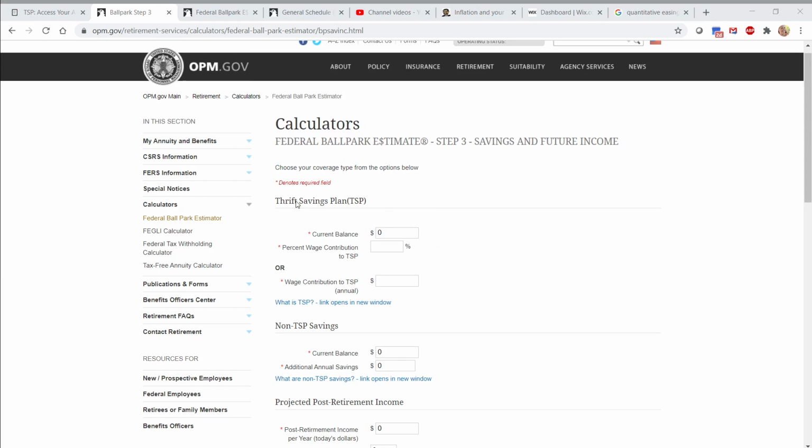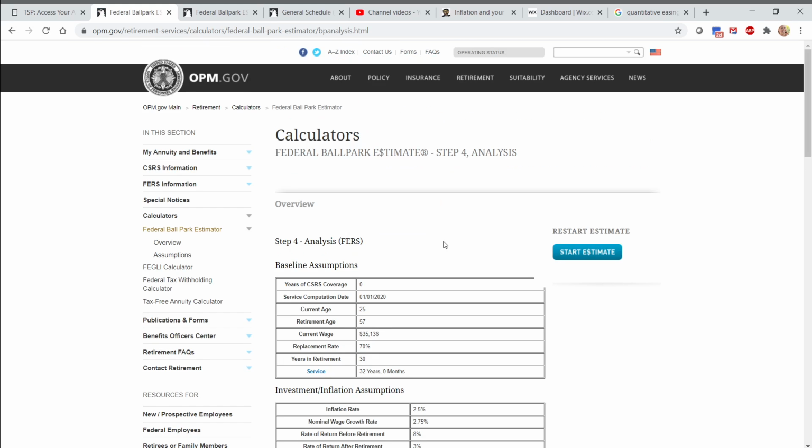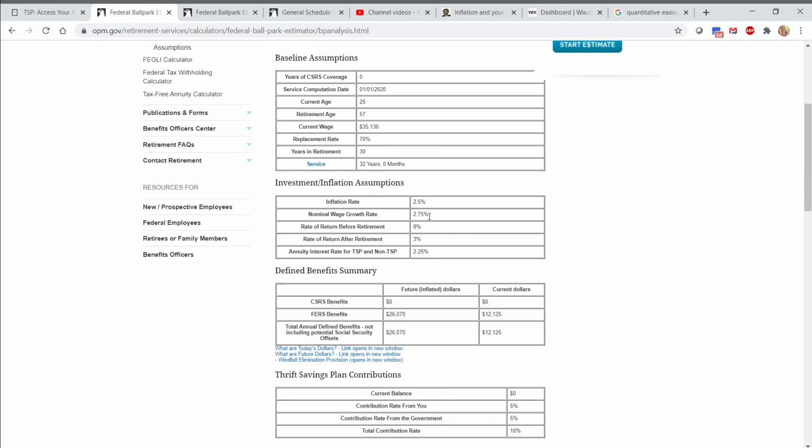Go ahead and submit form. Oh, it says wage contribution, so we've got to put 5% here. Submit form. Okay, so here's the results.